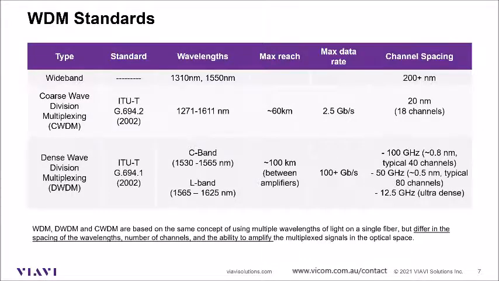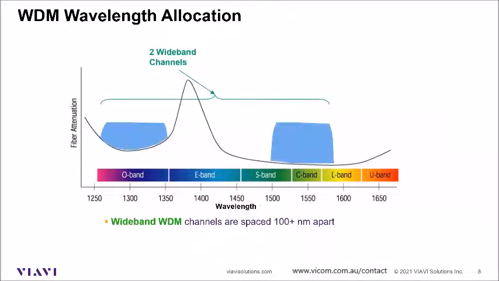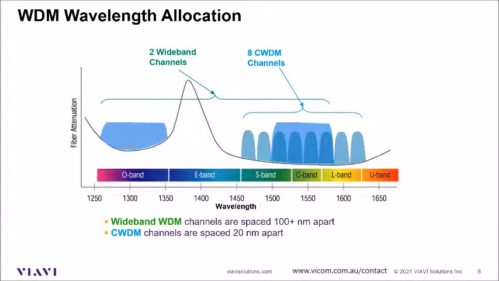So if we change this into a little bit more of a graphic, you can see, for instance, a wideband WDM channel would be spaced 100 plus nanometers apart, okay? And here we can see one, for instance, in the O band and another one in the C band, right? And this is similar to some common networks like PON, for instance, where you have 1310 going on the upstream and you have 1490 going on the downstream, okay? However, that causes limitations, of course, in that they use a lot of the wavelength allocation, so you can't really have that many channels included.